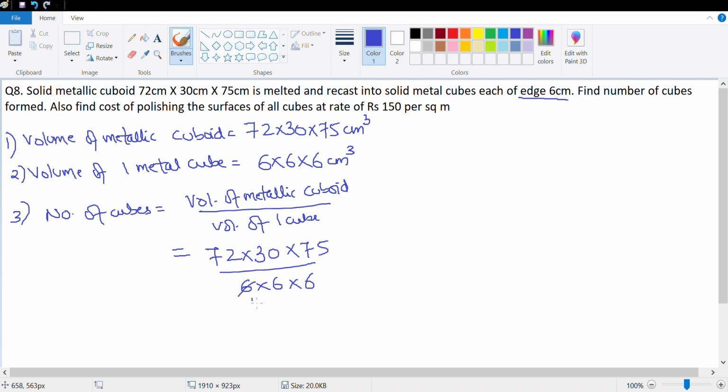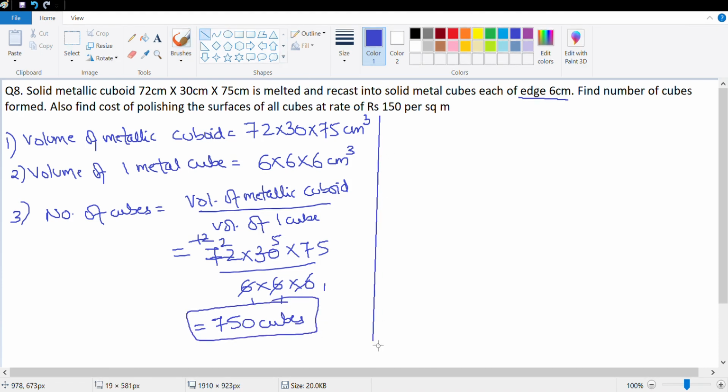So this is 6, 1 and 12. This is 6, 1 and 5. So this is 5 into 10, 10 into 75. That's 750 smaller cubes. We'll be able to make 750 smaller cubes from this big metallic cuboid. Done. The first part is done. Finding the number of cubes is done.